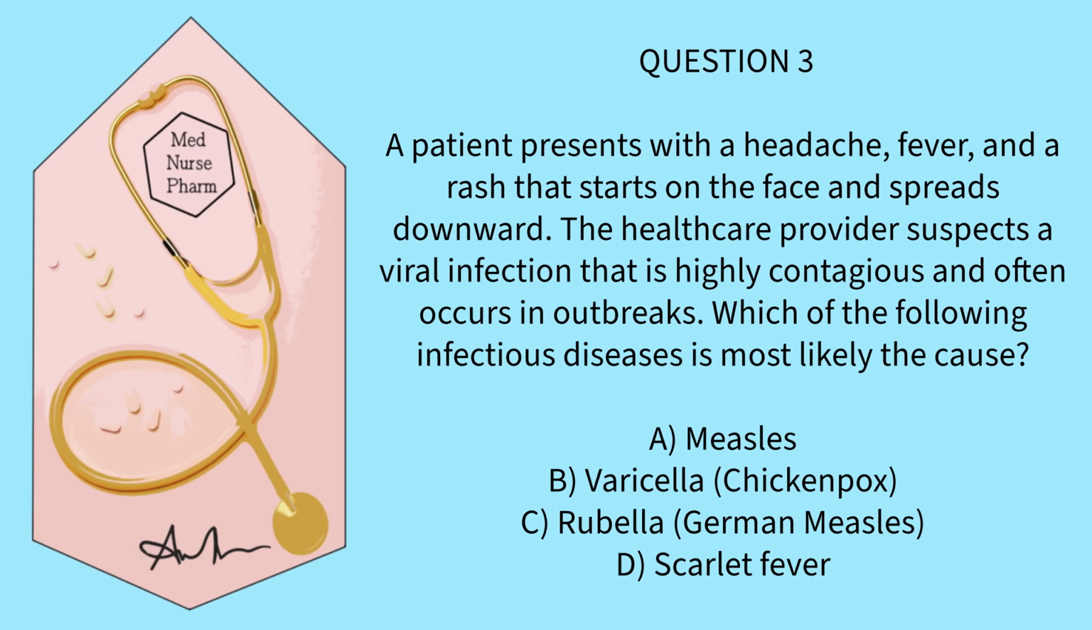Question 3. A patient presents with a headache, fever, and a rash that starts on the face and spreads downward. The healthcare provider suspects a viral infection that is highly contagious and often occurs in outbreaks. Which of the following infectious diseases is most likely the cause? Measles, varicella chickenpox, rubella German measles, scarlet fever. Pause the video and select your answer.